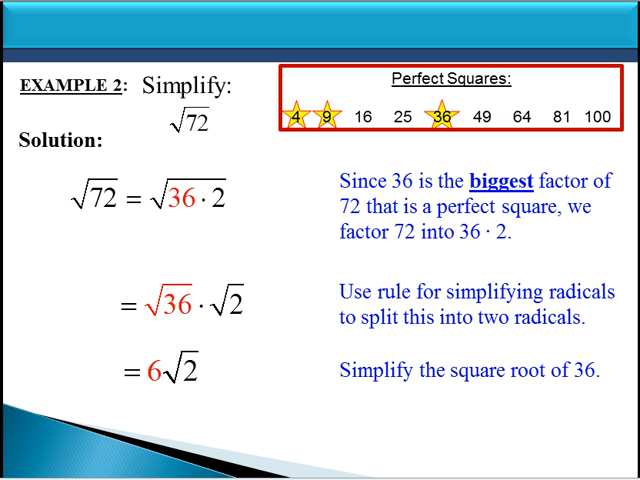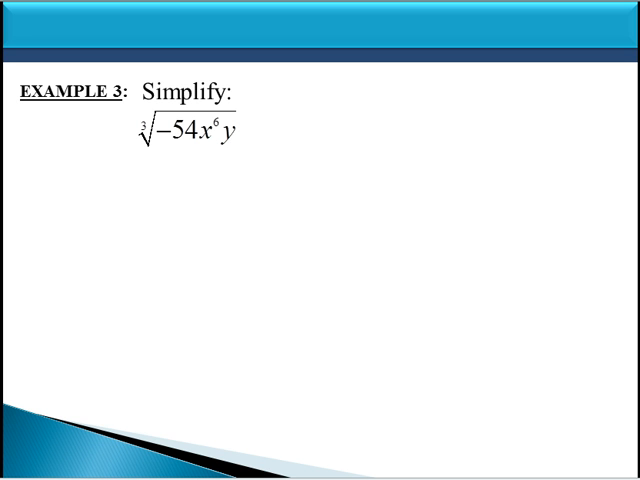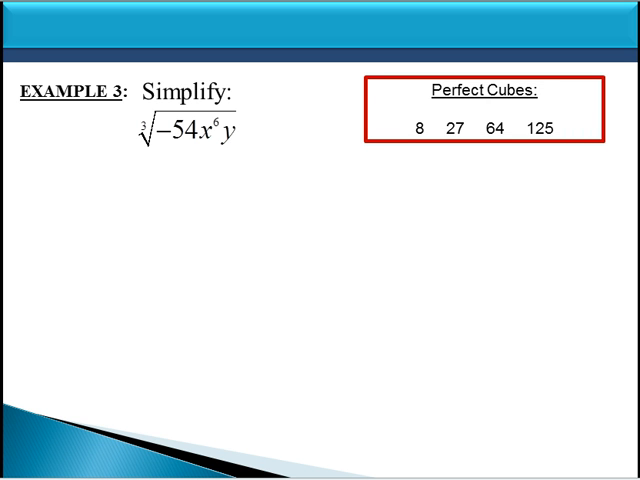Okay, let's look at another example. This time we're going to look at a cube root. So instead of looking at perfect squares, we're going to consider perfect cubes. So if we start with 2 cubed, which is 8, then 3 cubed is 27, 4 cubed is 64, 5 cubed is 125. So usually this is as many of the perfect cubes you are expected to remember.